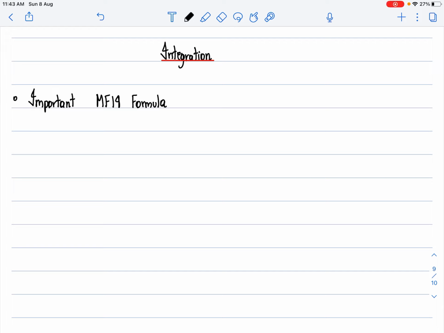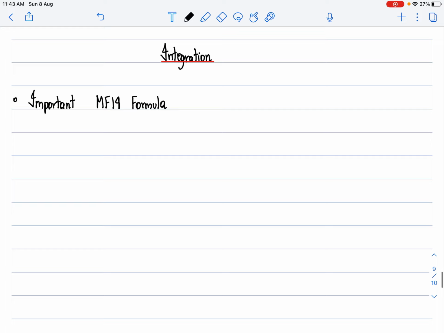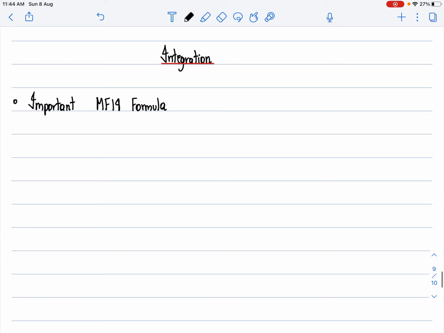Today we'll be doing basically one formula. It's an MF19 formula. It's really important. It has been asked in past papers, and students have actually gone wrong with it. It will even be covered in further integration, but I'm mentioning it here also. It's there in your MF19 booklet, page 4 also, but you need to remember it because you need to know when to implement it.